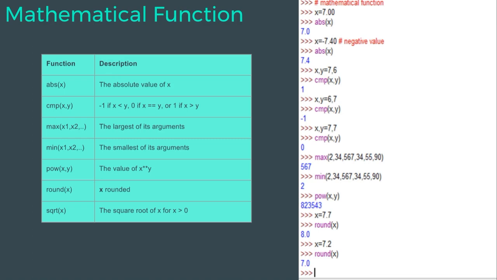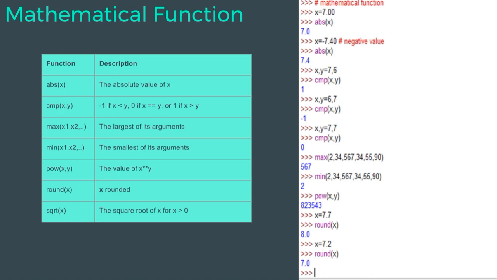The same way you can find the smallest number from the arguments. You have to write min and the list of numbers, and you can find the minimum or smallest of its arguments. Here the minimum is 2.